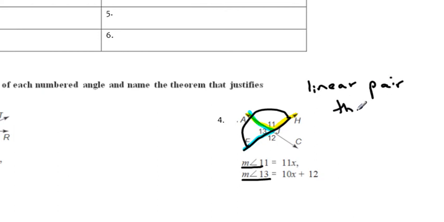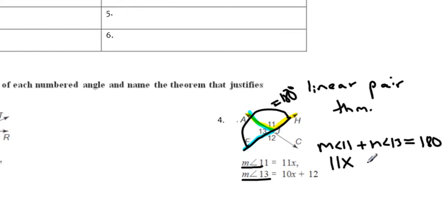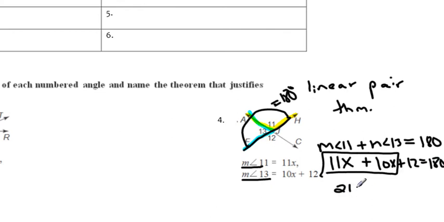And the linear pair theorem says that two angles that form a linear pair are supplementary, or they equal 180 degrees. So I'm going to take that concept and apply it algebraically. These two angles, measure of angle 11 plus the measure of angle 13, when I add them together, should equal 180 degrees. So angle 11 is 11x plus angle 13, which is 10x plus 12. And they're going to equal 180. I would first combine my like terms, so I have 21x plus 12 equals 180.